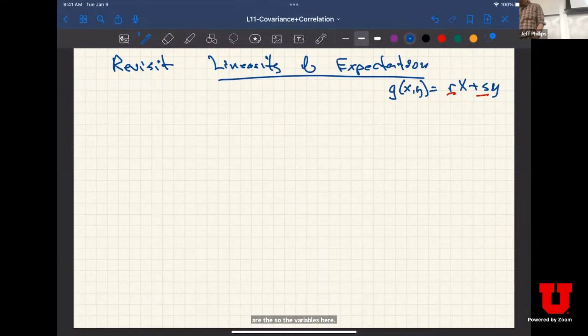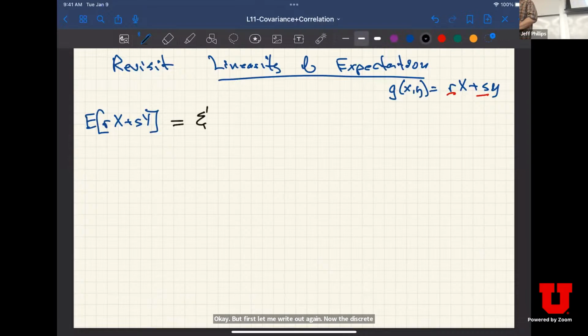And so we want to calculate the expectation of R X plus S Y, our function of X and Y. I'm going to show you that I can decompose this into the expectation of X and Y, adding them together and multiplying them by the coefficients. You'll see what the answer is as we get to it. But first let me write out again the discrete version of what this expectation means.